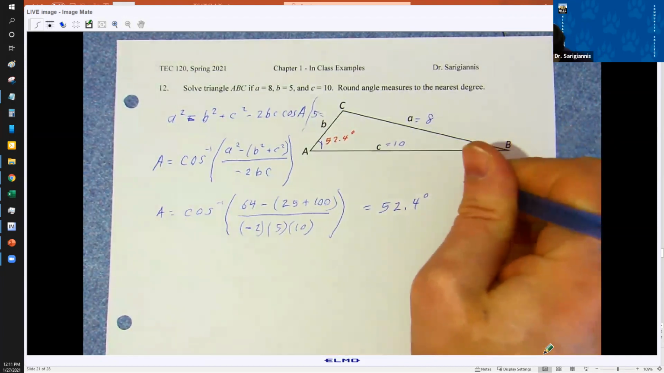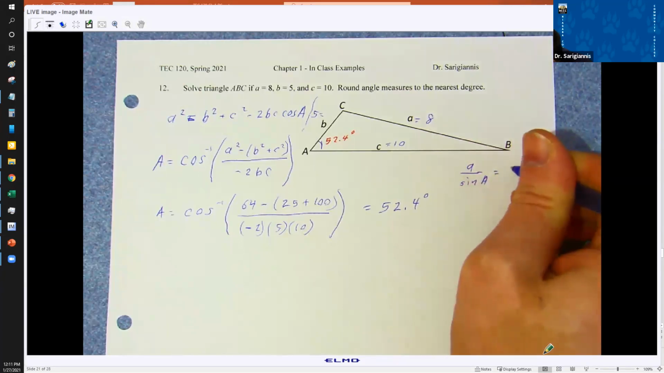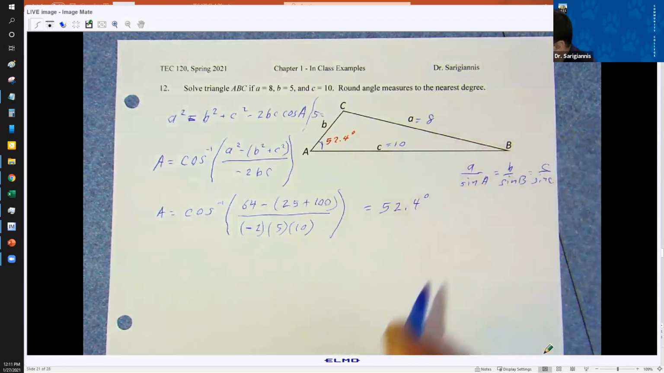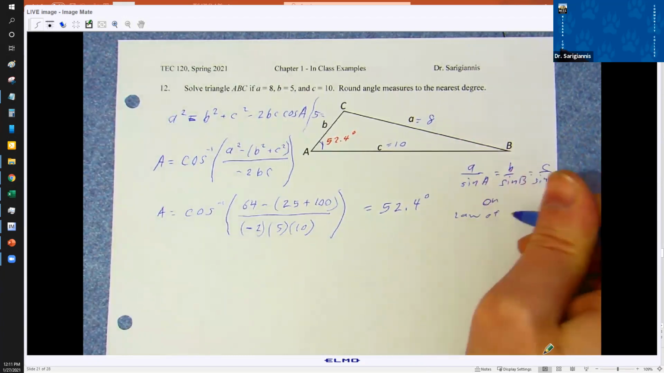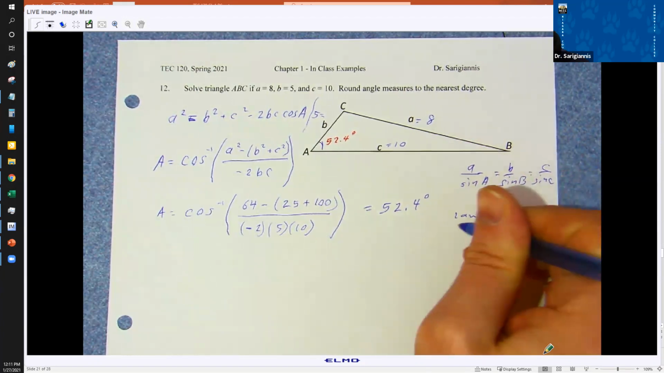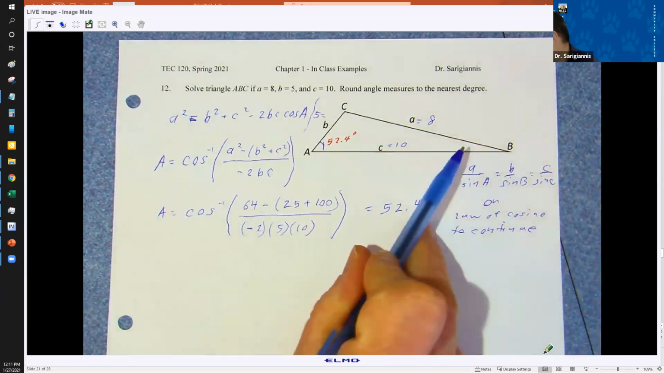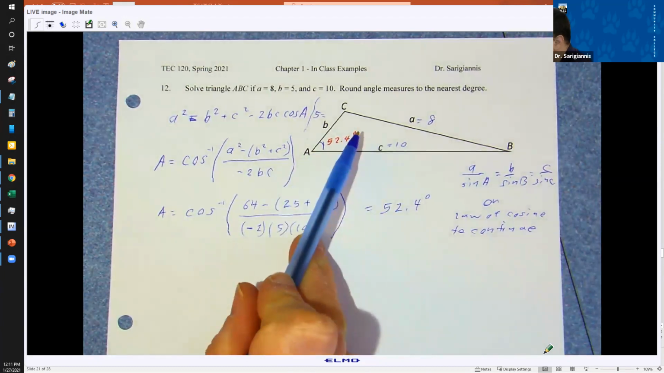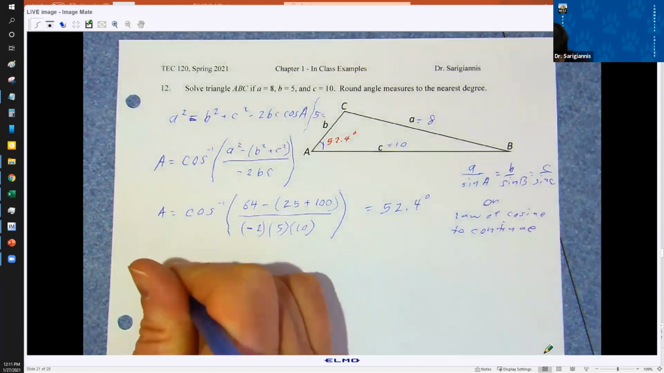But remember, law of sines is just a over sine A equals b over sine B equals c over sine C. So you could use this or law of cosines to continue. Now, I really only have to find one more angle, because once I find the other angle, I just subtract the existing angles from 180 and I get the other angle. So let's go with B.